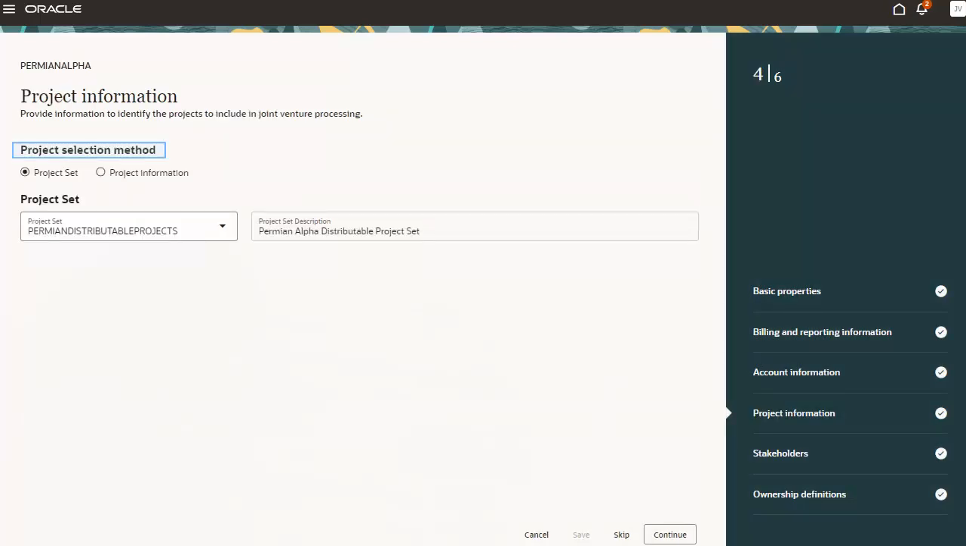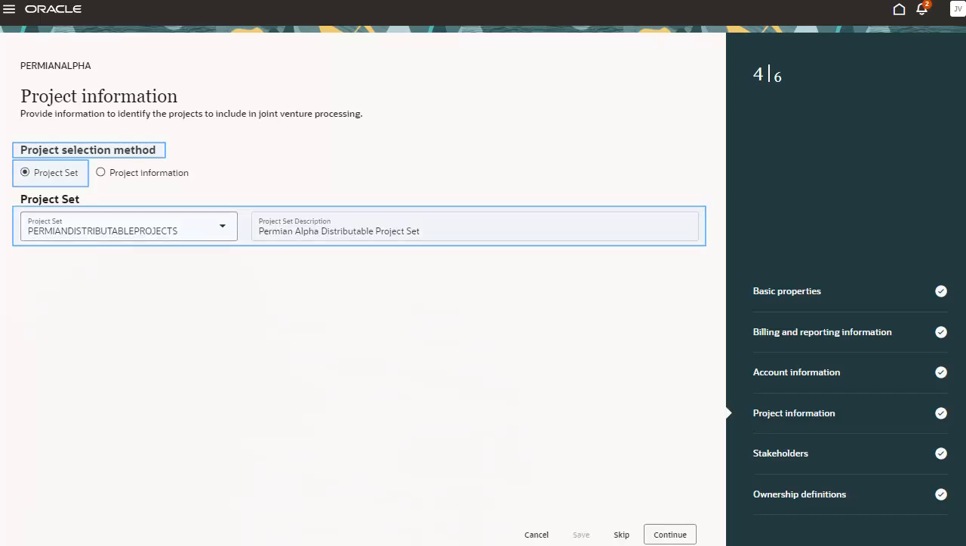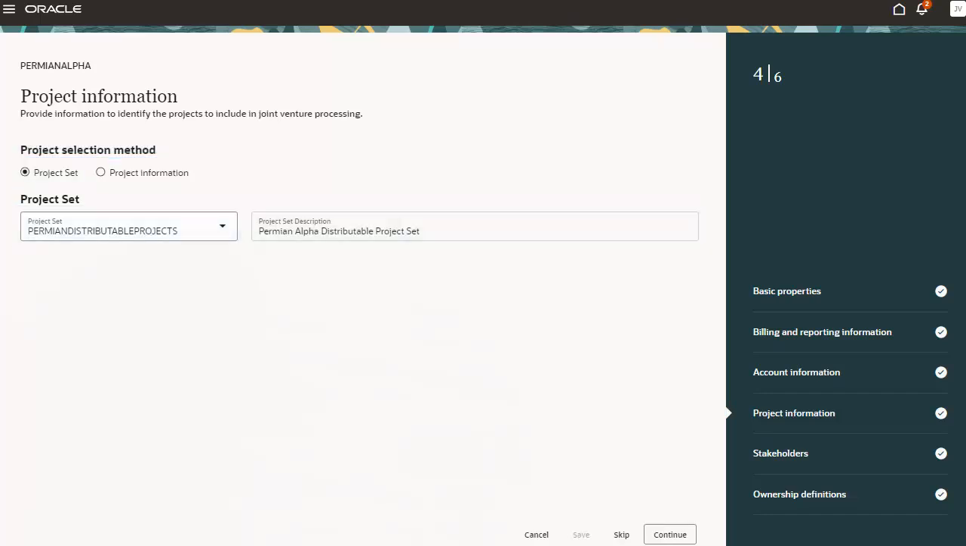The project selection method is set as project set. The project set is Permian distributable projects. Prior to the introduction of project sets, the only way to specify the project attributes was to manually enter and maintain the project attributes in the distributable project values page for each joint venture.